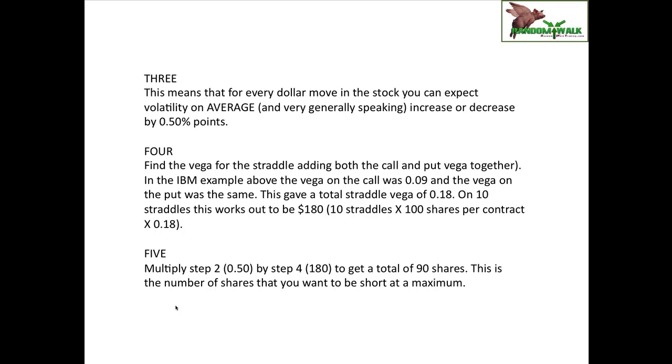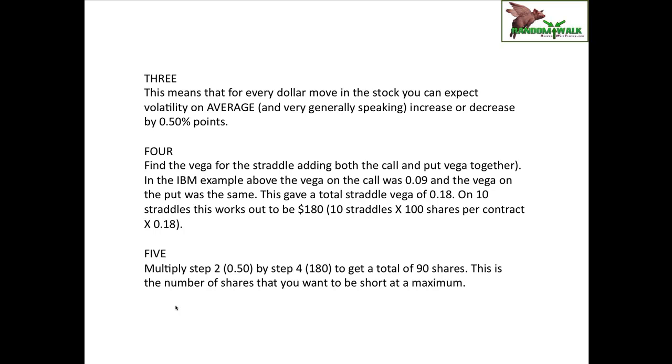Then you're going to find the vega for the straddle. Remember that when you find the vega for the straddle, when you go to your broker's site, you're going to want to add the vega of the call and the vega of the put. Don't just take one. It's the vega of the call and the put together. You can just double whatever the call vega is, because the call and put vega are going to be the same.